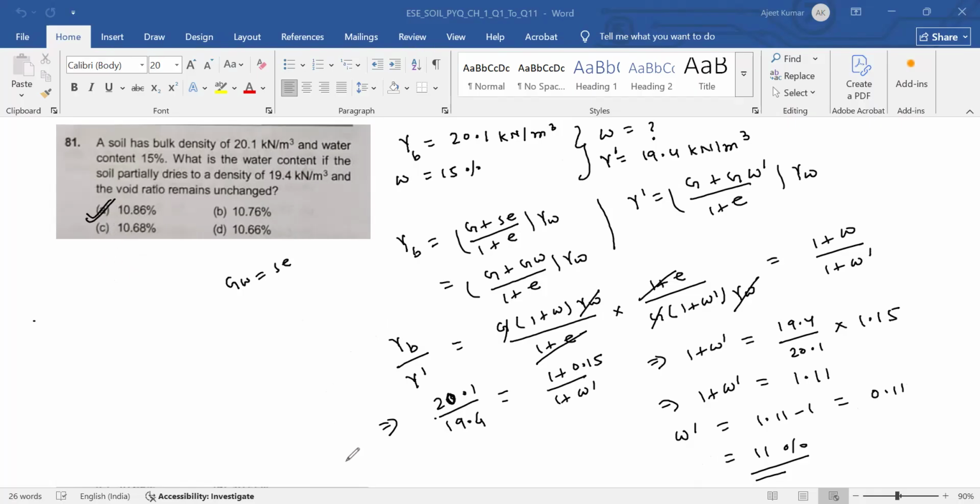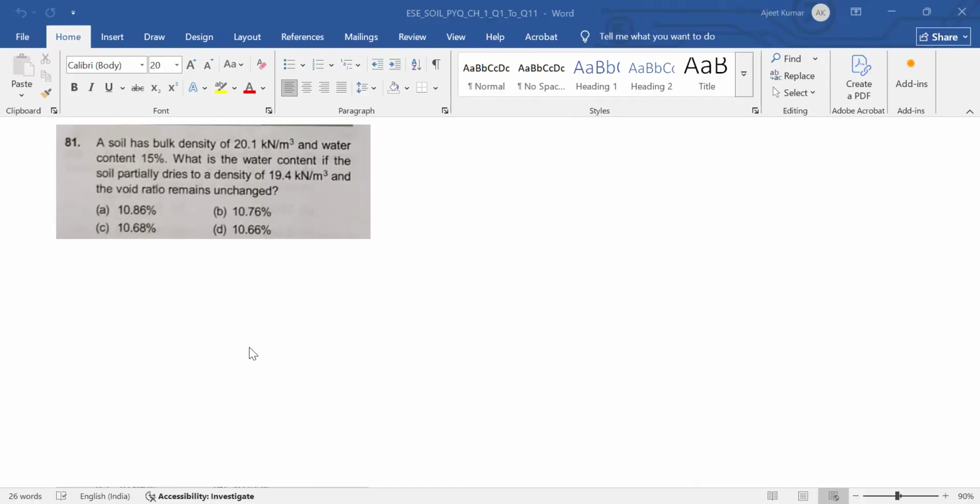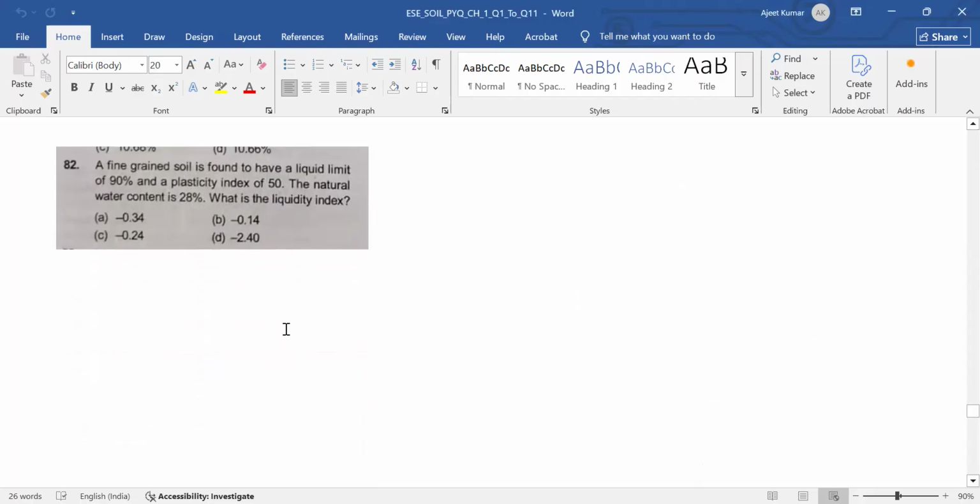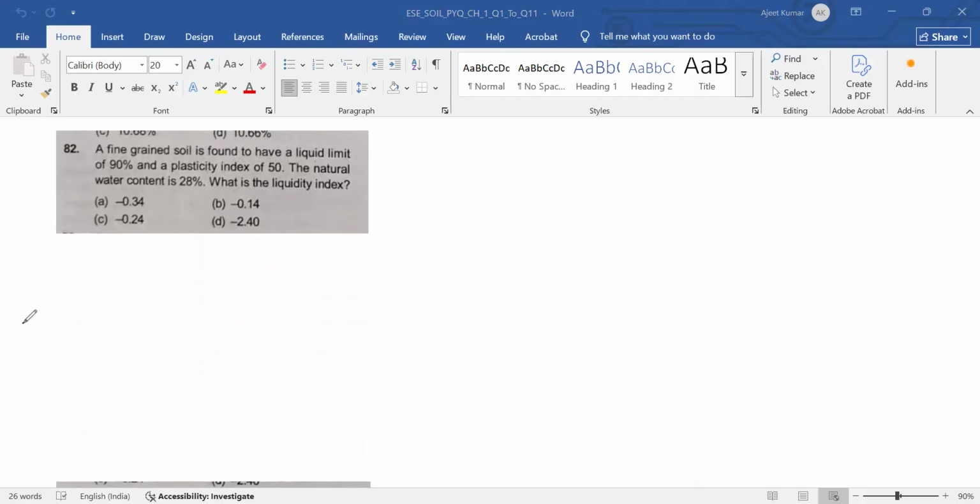Okay. Now question number 82. A fine-grained soil is thought to have a liquid limit of 90%. So WL is equal to 90% and plasticity index IP is 50. The natural water content Wn is equal to 28. What is the liquidity index?